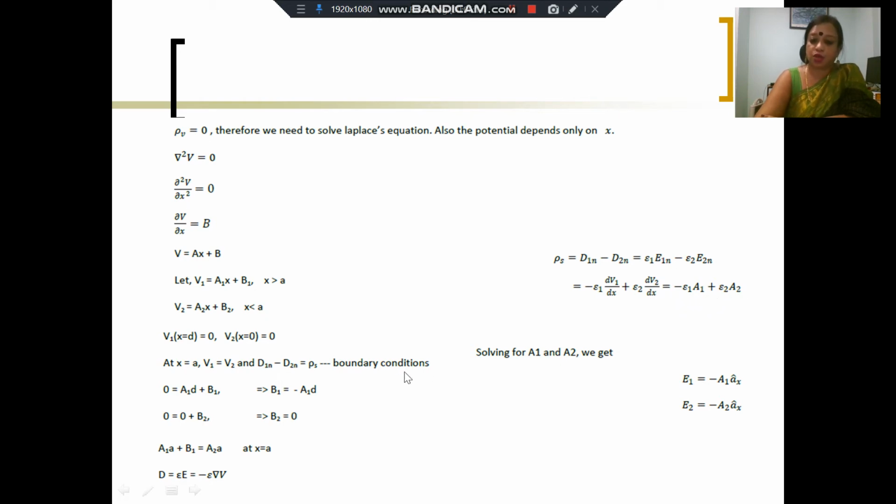Solving for a1, a2, I get the expressions for capital E1 and capital E2. Capital E1 is minus a1 and capital E2 is minus a2. So they are both constants. So E1 is a constant in material 1, E2 is a constant, but these are different constants. So this is how you solve for the exact solution.